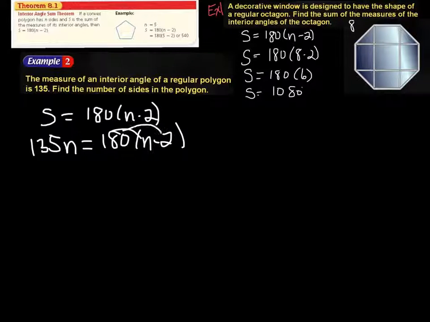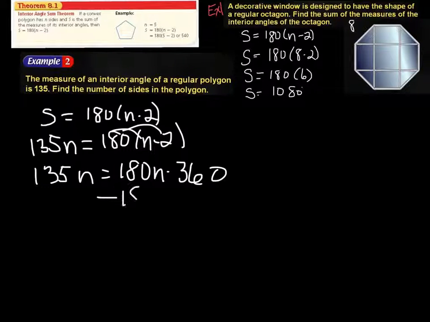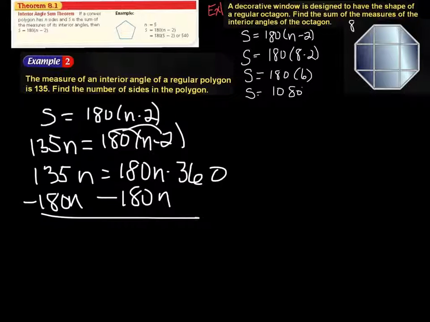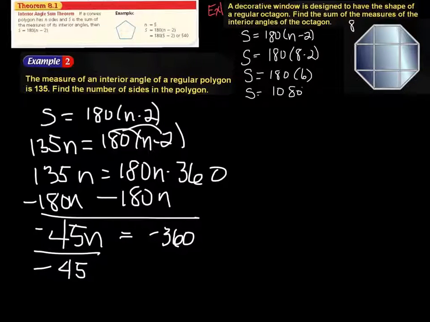I can distribute the 180, and subtract 180n from both sides. So we have negative 45n equals negative 360. So if I divide both sides by negative 45, I get n equals 8.